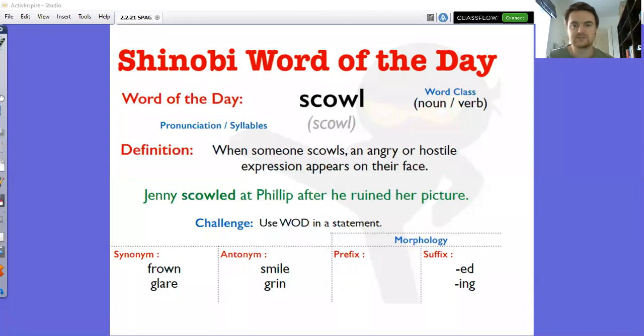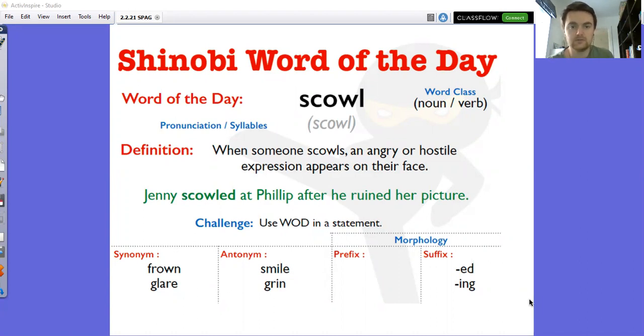So let's remind ourselves. First of all, our word of the day today is scowl. When someone scowls, an angry or hostile expression appears on their face. So Jenny scowled at Philip after he ruined her picture. Synonyms are frown and glare. It is a verb, so we can add ed or ing to the end of it, scowling or scowled. And antonyms, or the opposite, are smile and grin.